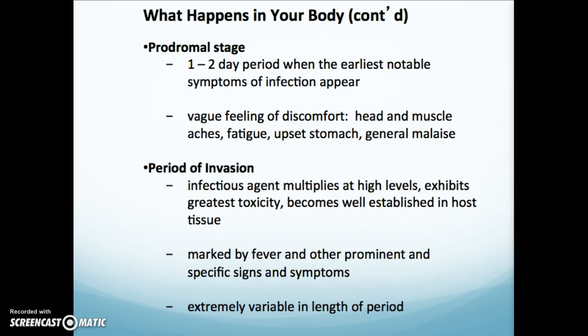After the incubation period, you will see a prodromal stage, and this is a 1 to 2 day period when the earliest notable symptoms of the infection appear. Generally, it's kind of a vague feeling of discomfort. It's not any specific symptom. It's more just muscle aches and headaches, fatigue, maybe your stomach doesn't feel great, and in general, just malaise.